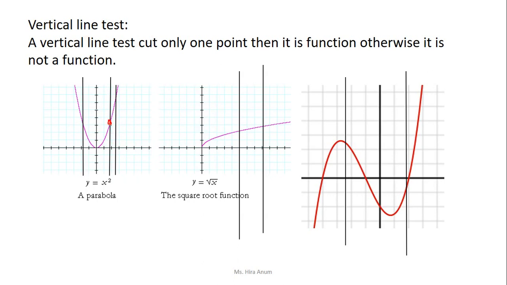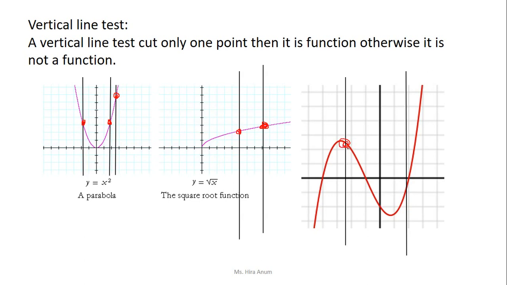See, this line cuts only one point. This line cuts only one point. This is a function. It cuts at one point, so it's a function. This is the function radical x.